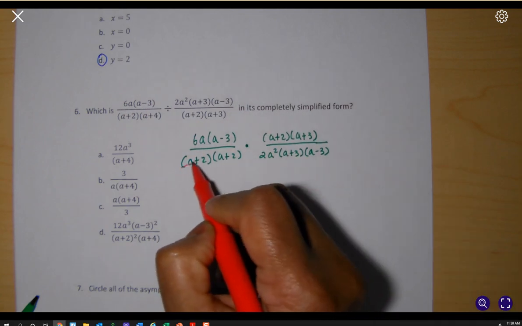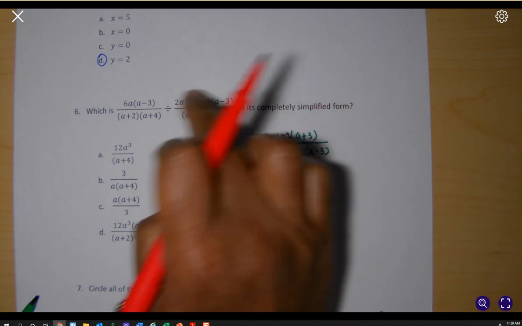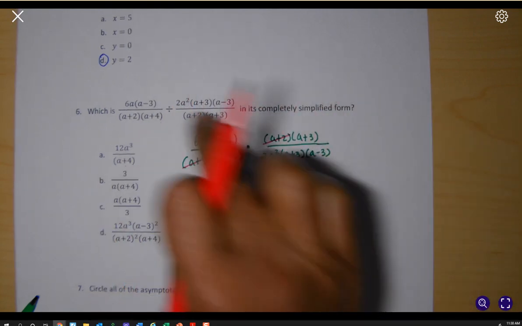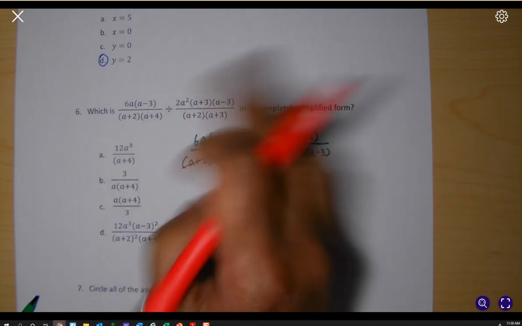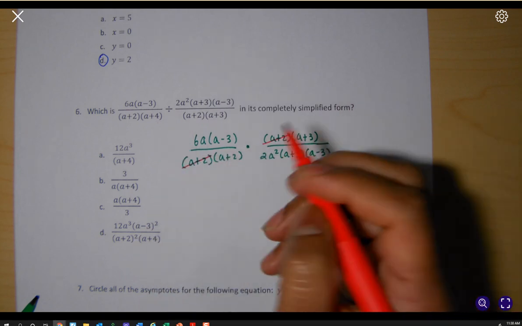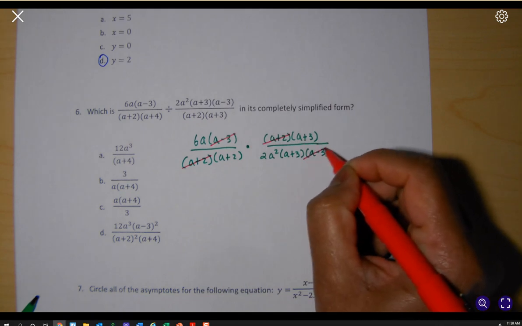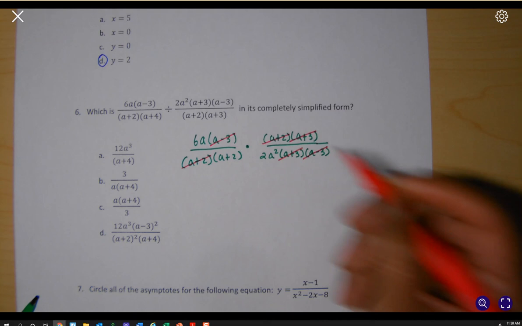So there's an a plus 2 here. There's an a plus 2 here. We can cross it out. You cannot cross it out unless you change it from a division to a multiplication and you flip it. If it's already multiplication, then you don't have to flip it. But for division, you have to. A minus 3 goes away. A plus 3 goes away.